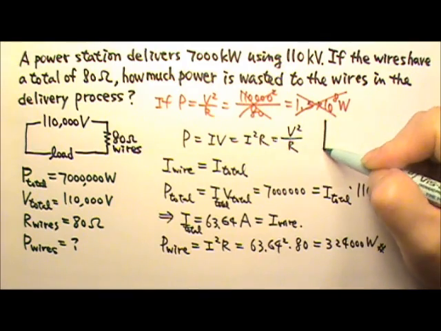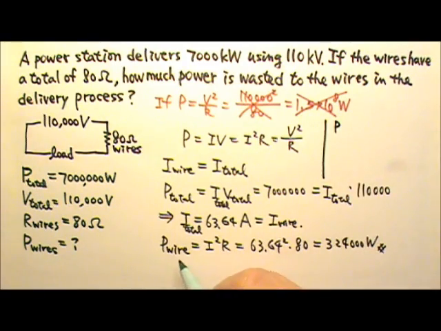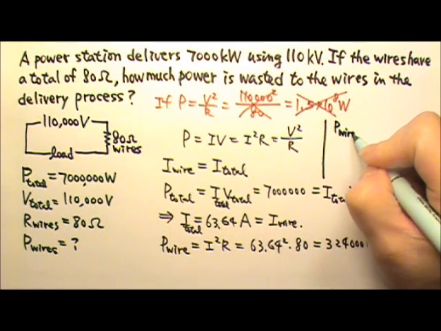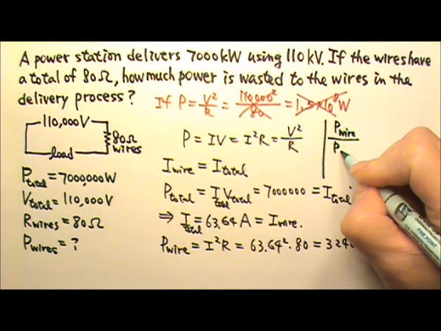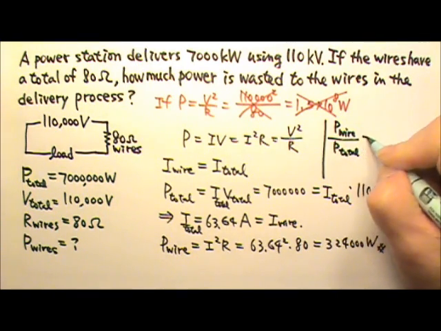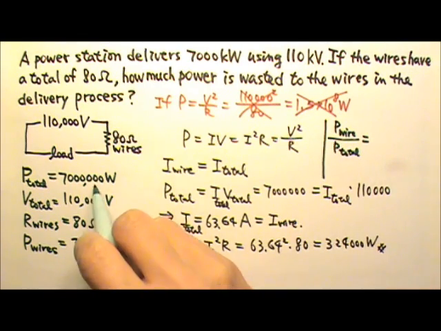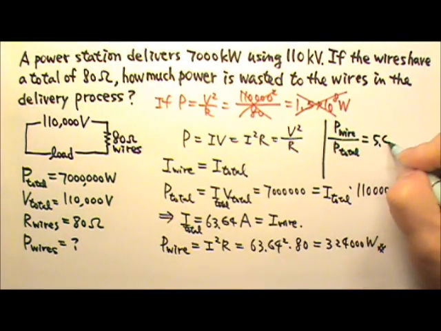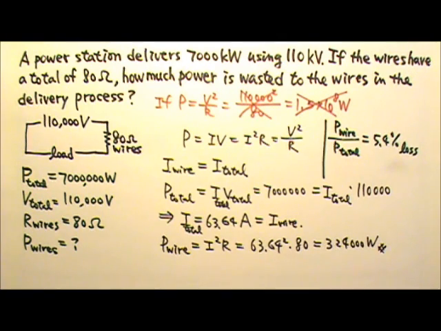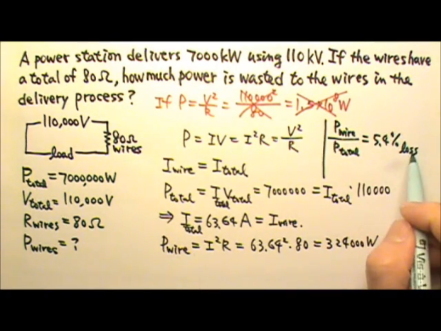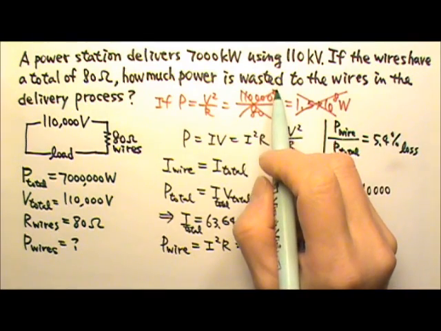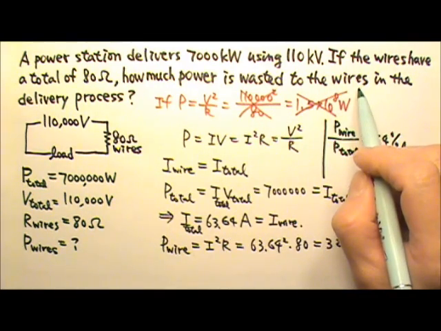The problem did not ask this, but we can see what percentage of power is lost to the wire's resistance. The power consumed by the wires divided by the power in the total circuit gives us about 5.4%. So 5.4% of the power will be lost to the wires because the wires have resistance. This is the power that's being lost or wasted because this only heats up the wires and doesn't do anything else.